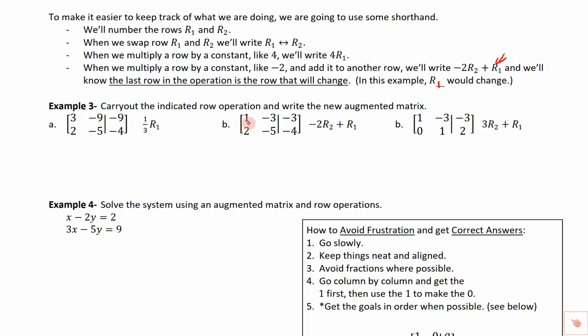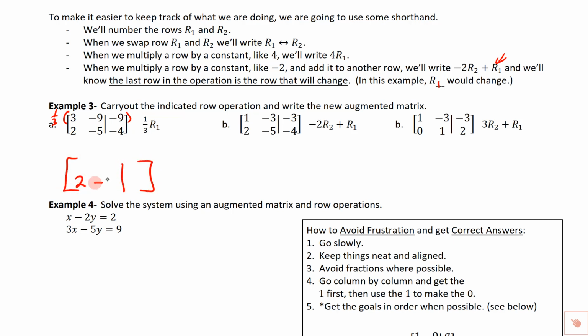So in this example 3, what we're going to do is one single operation. It says carry out the row operation and write the new augmented matrix. So the only thing they want us to do here is just multiply row 1 by 1/3. So we're going to take row 1 right here, and we're going to multiply it by 1/3. That's it. So what that means is the other row stays exactly the same.